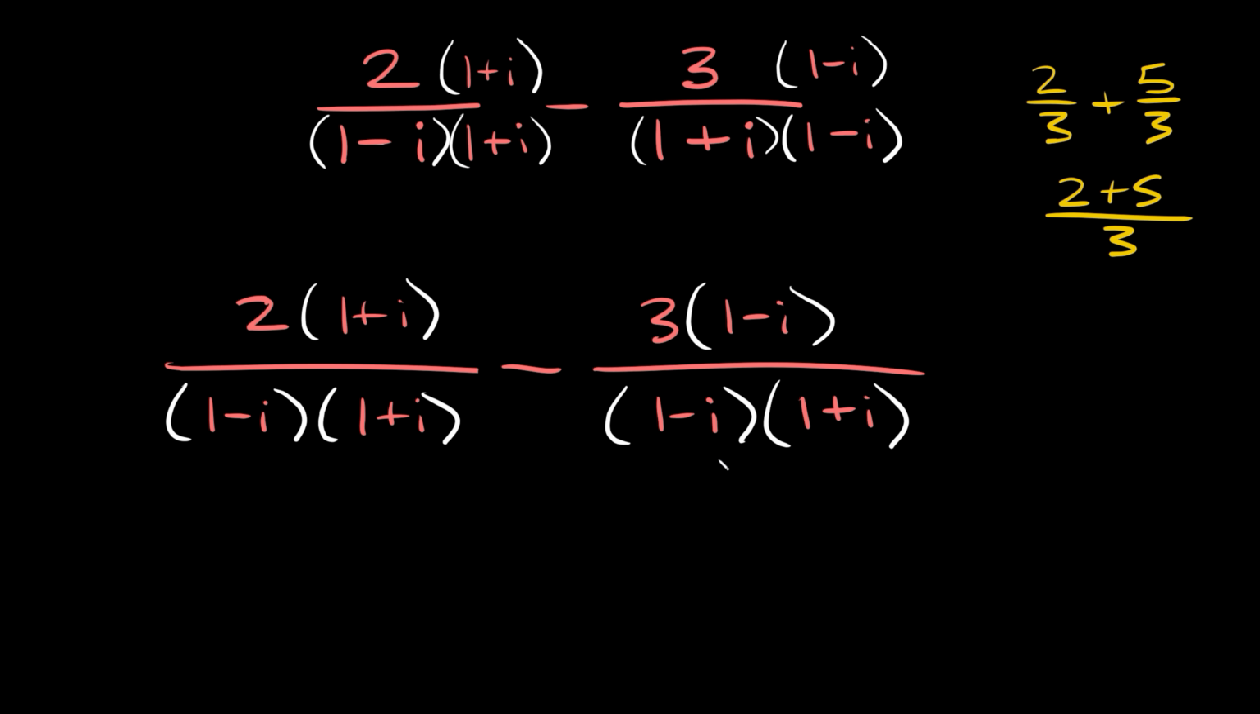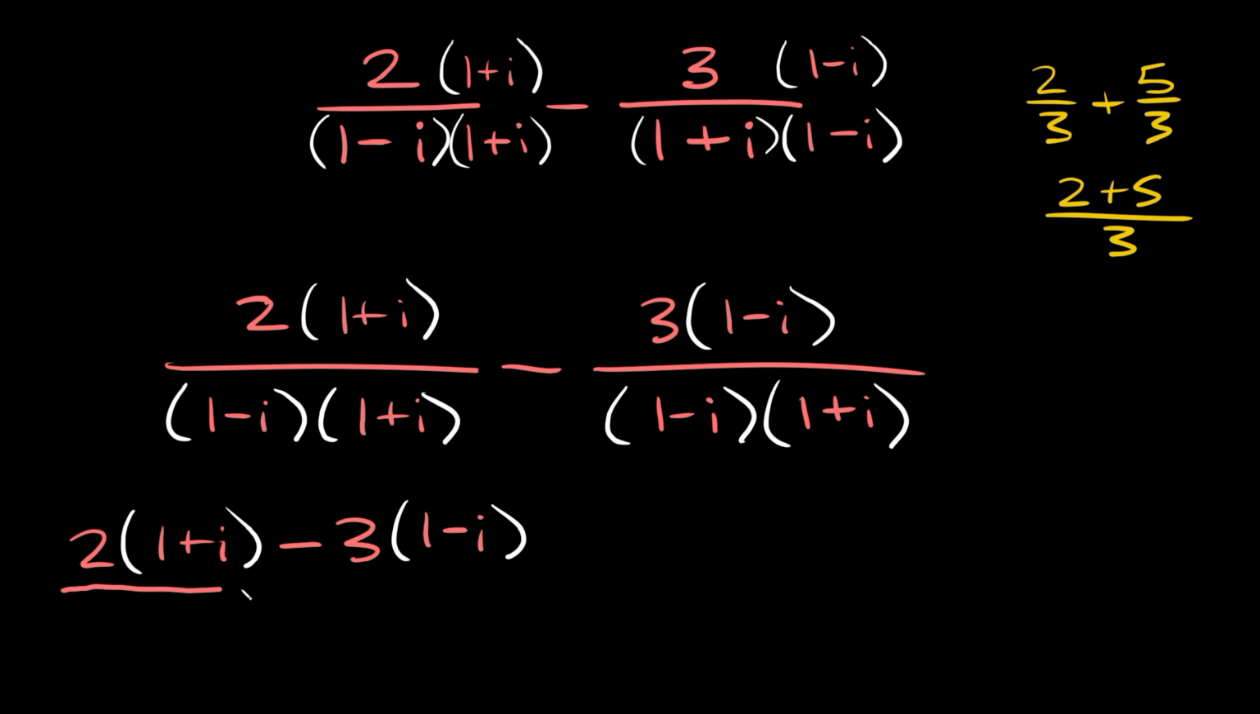We can do the exact same thing with our fractions over here. So we can combine the tops. We can say 2 times 1 plus i, and then we're subtracting, so minus 3 times 1 minus i, close the parentheses, and it's all going to go over the exact same denominator that they share, which again is 1 minus i times 1 plus i. Okay, great. So now let's multiply everything together.